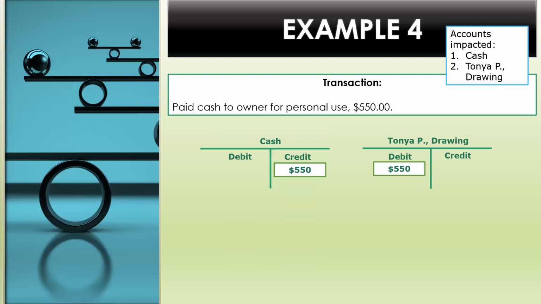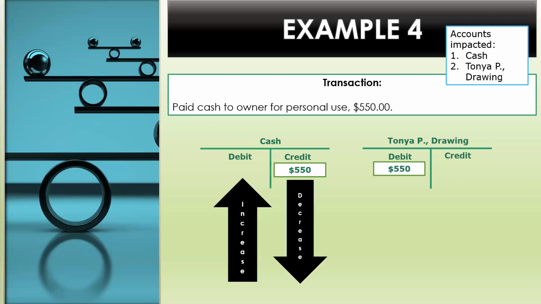Let's look at example 4, business transaction. Paid cash to owner for personal use. We refer to this as drawing. This is in the amount of $550. The accounts that are impacted are cash and drawing.